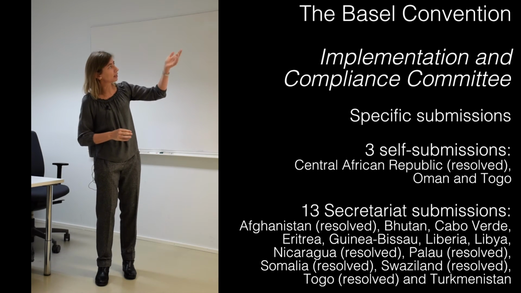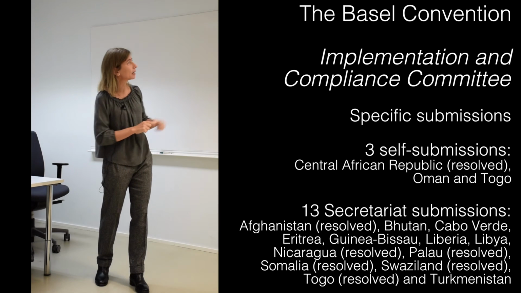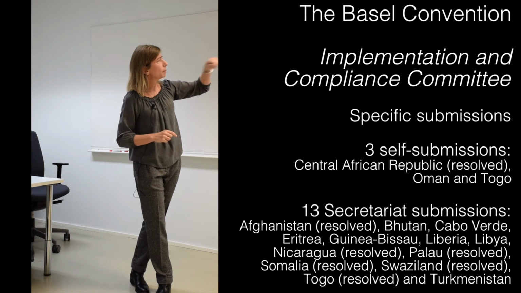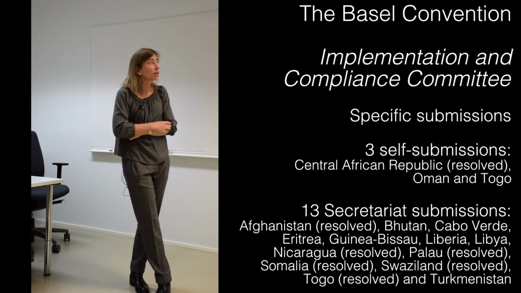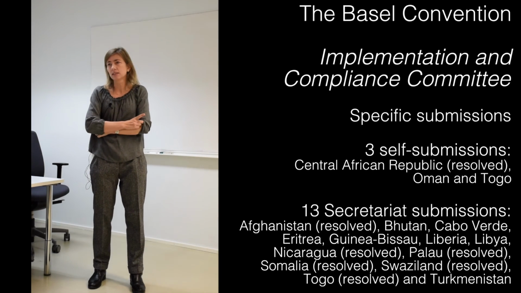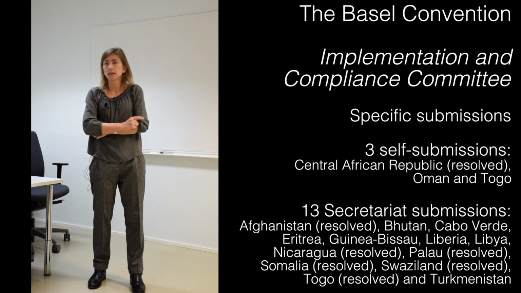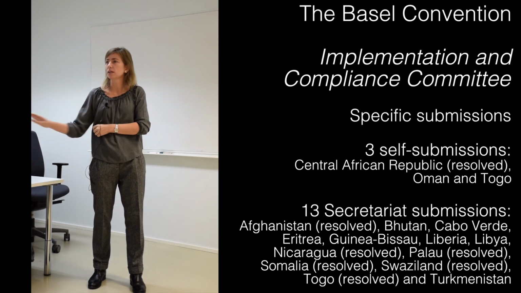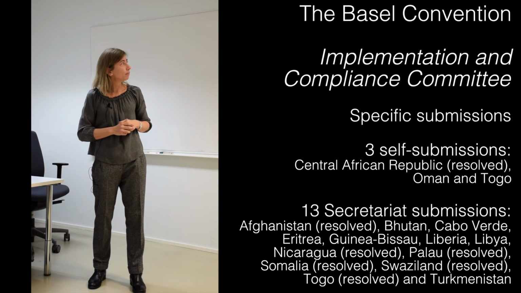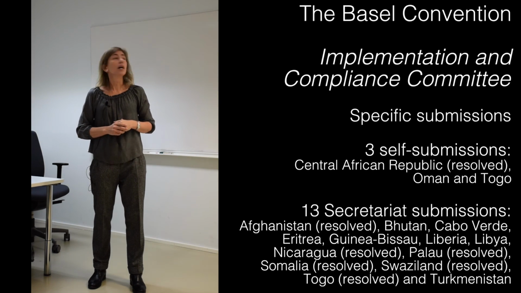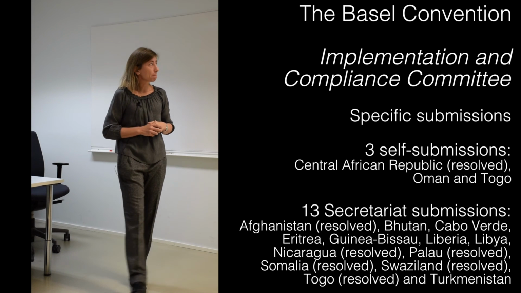When you look at the countries, Central African Republic came forward. But we had Bhutan, Cabo Verde, Eritrea, Guinea-Bissau, Libya, Liberia, Swaziland. And these are all countries that really face difficulties. I mean, it's not just about implementing Basel, right? It's difficulties across the board. Can you give an example? For instance, Palau, which is resolved. What was it all about? Yeah, 500 islands or something.